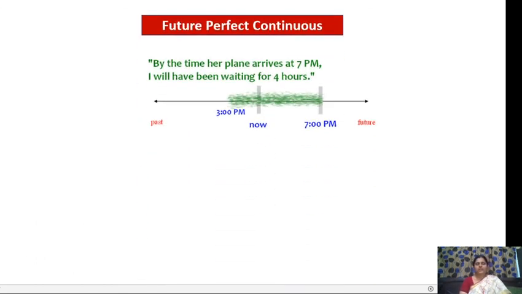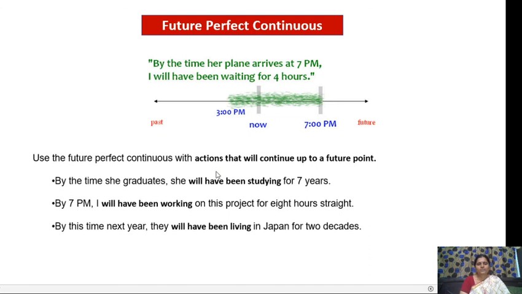Future perfect continuous. By the time her plane arrives at 7 p.m., I will have been waiting for 4 hours. So this is one kind of example for future perfect continuous tense. Use the future perfect continuous with actions that will continue up to a future point. By the time she graduates, she will have been studying for 7 years. This is a point of time in the future. By this time, she will have been studying for 7 years.